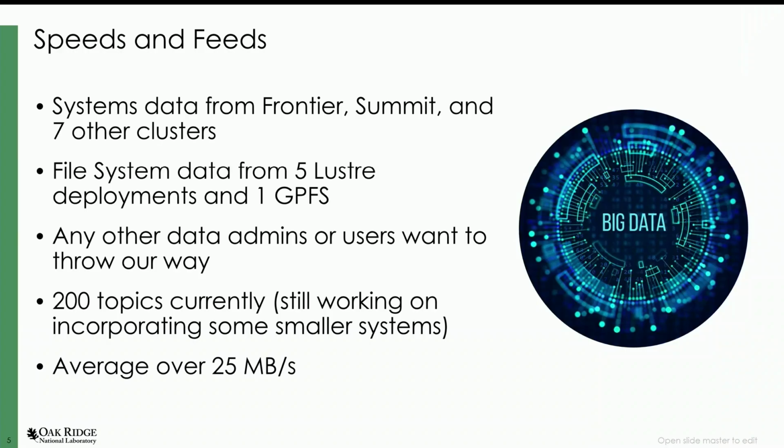Okay, so our speeds and feeds, right? So we're monitoring Frontier and Summit and 7 other clusters. My group is in charge of the central hub where all the data goes, right? And making sure that that data is getting populated. So we also have file system data from 5 Lustre deployments and from 1 GPFS deployment.